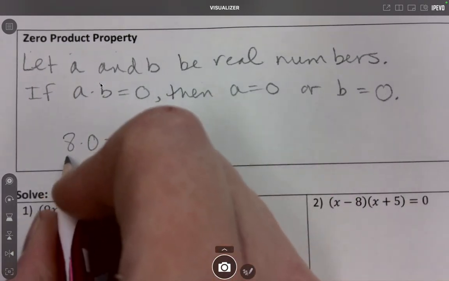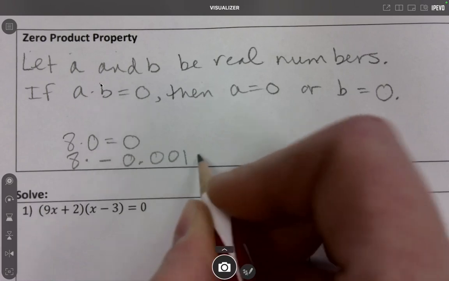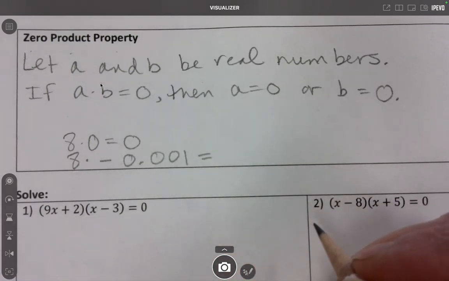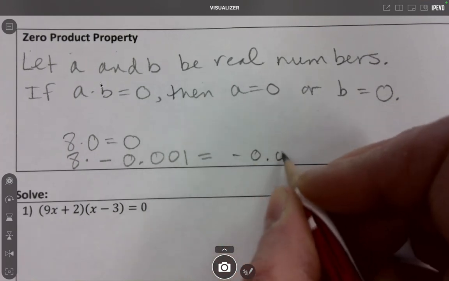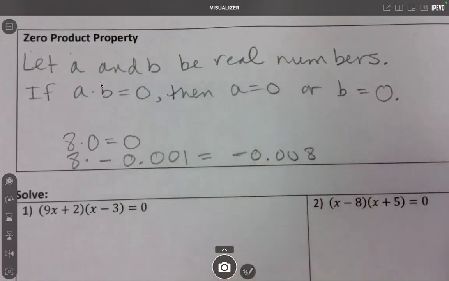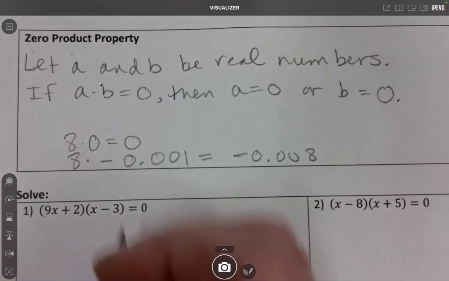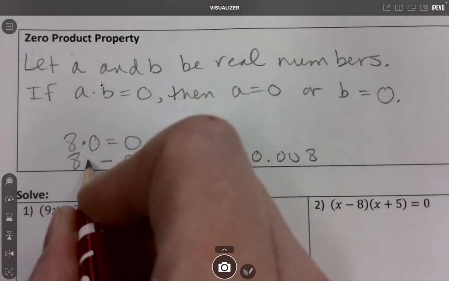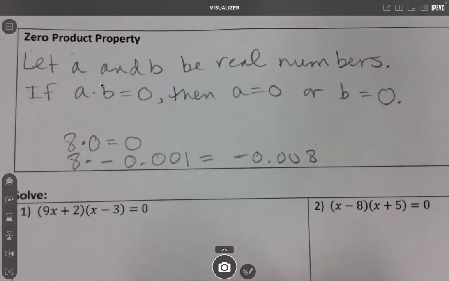Right? But if I do 8 times negative 0.001, I get something really small, but I don't get 0, right? Then I would get negative 0.008. So the only way I can get 0 is by taking that 8 and multiplying it by 0. I can't multiply by something really small. I can't multiply by something negative. I have to multiply by 0.